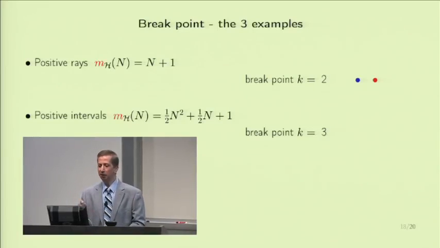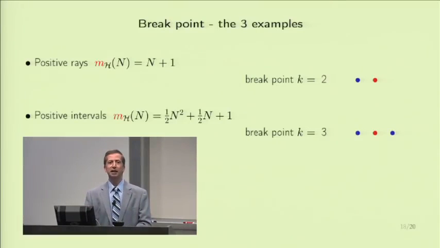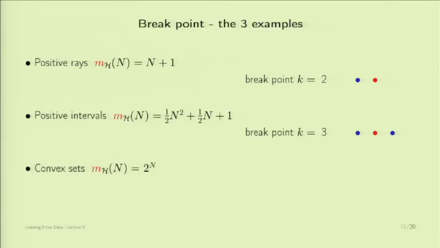Again, that's not a mystery. That's what you cannot get using the interval. You cannot get the middle point to be red while the other ones are blue. So you cannot get all possibilities on 3 points. Therefore, 3 is a breakpoint. What is the breakpoint for the convex sets? Tell me how many points I can fail on. Well, I'm never going to fail.